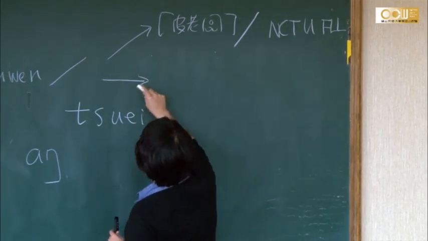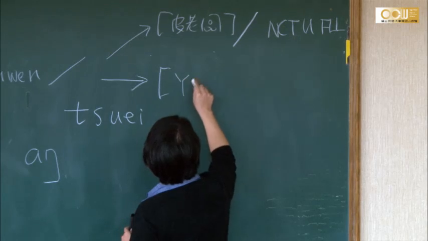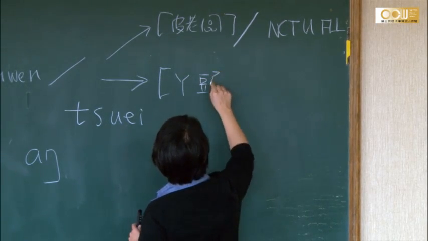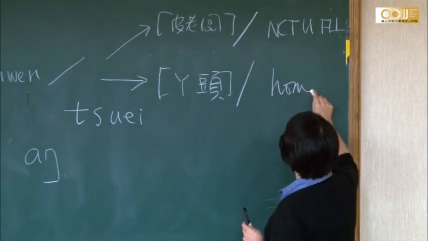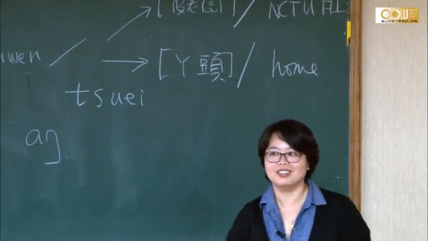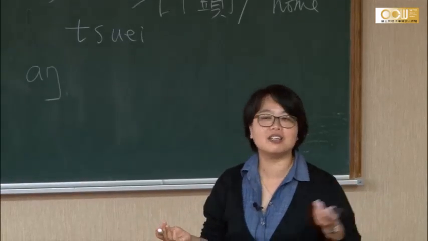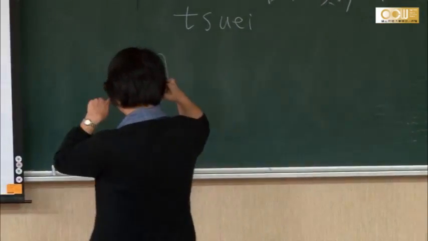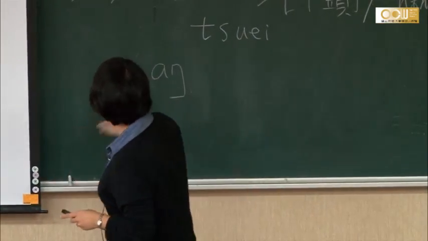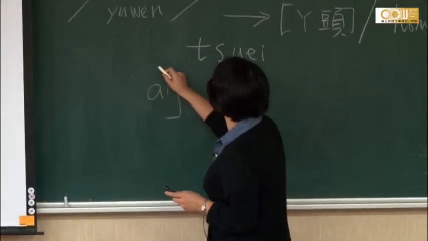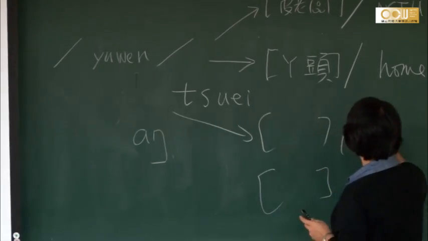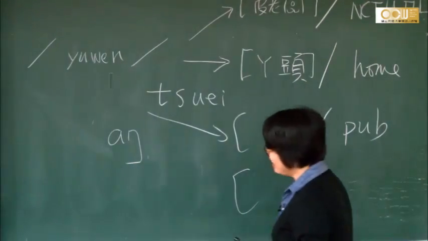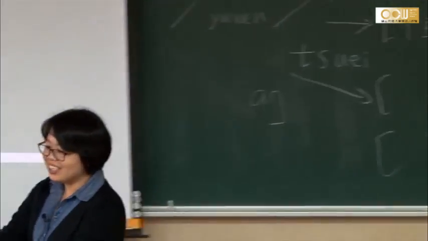But when I'm at home, my mom calls me 丫头, and I become a 丫头. It's an endearment form for a younger daughter. And then every single one of us has different variations. When I'm in a pub, I won't tell you that. Okay, so variations and the underlying form.